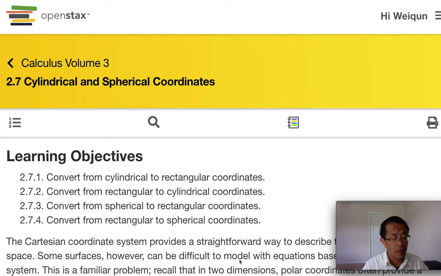Welcome back to Calculus 3. And in this part, we are still in section 2.7 about cylindrical and spherical coordinates. And mostly, I will just walk through very quickly the general idea and some examples in the textbook. As you can tell, this is really our textbook.